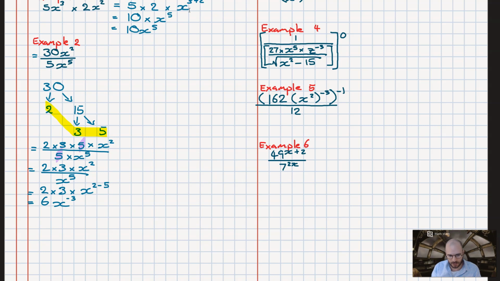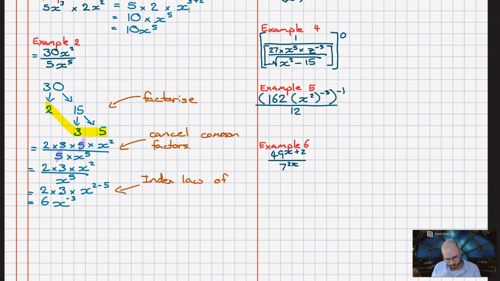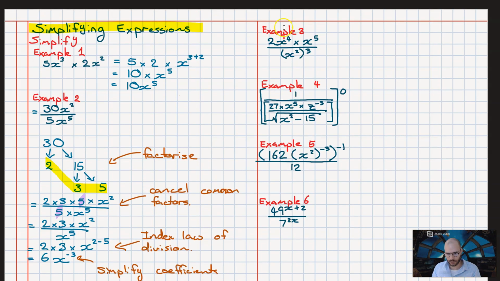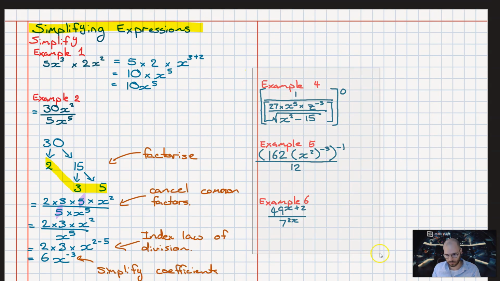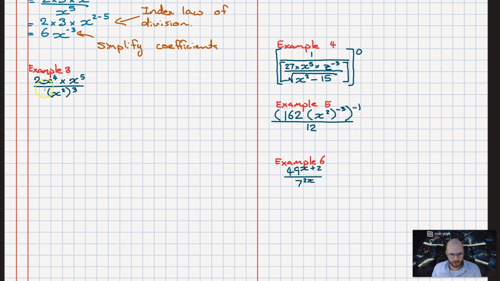So a little bit of a complicated question here. But by simply following the rules about factorization and the index law around quotients, we're able to get to 6x to the power of minus 3. Okay, example 3 now. We have 2x to the 4 multiplied by x to the 5 all over x to the 2 all raised to the power of 3.